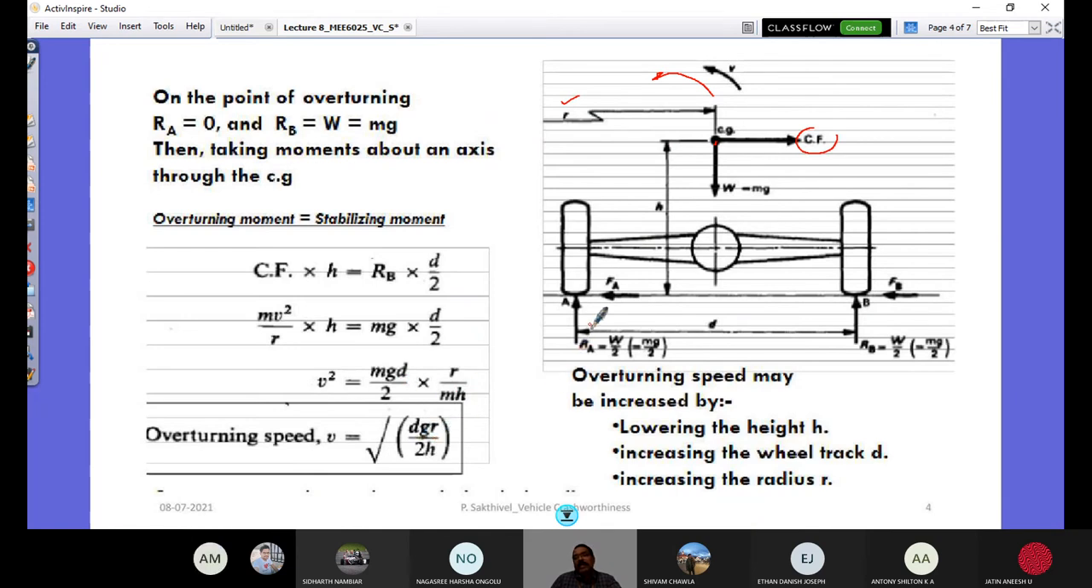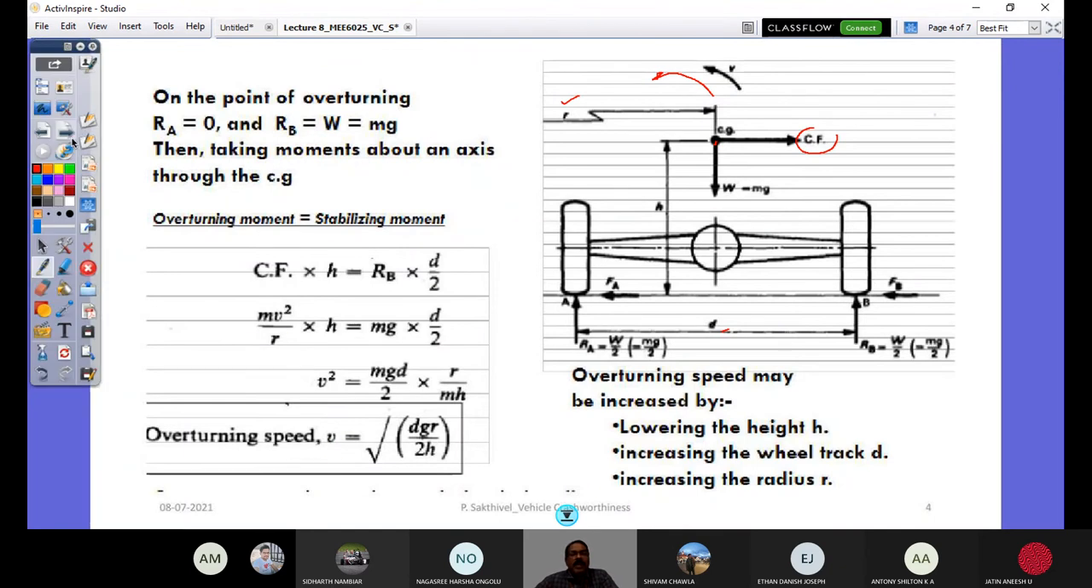D is the track width. This is D. Sometimes it is also notated by T in other textbooks. And H is the CG height. So this is a simple free body diagram to understand this aspect.